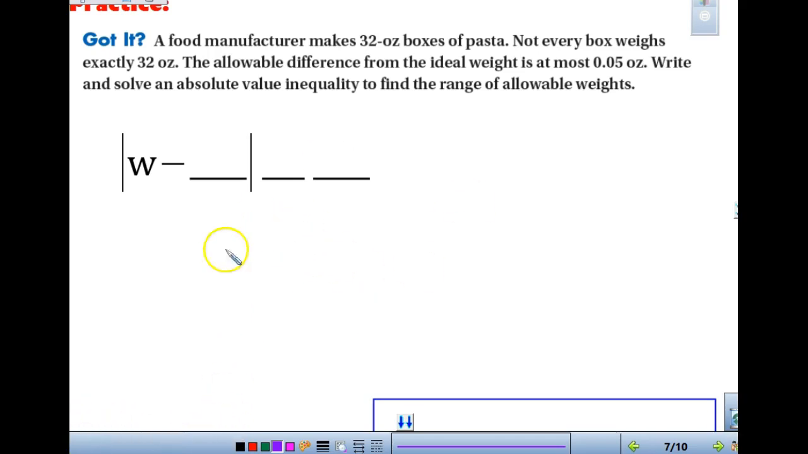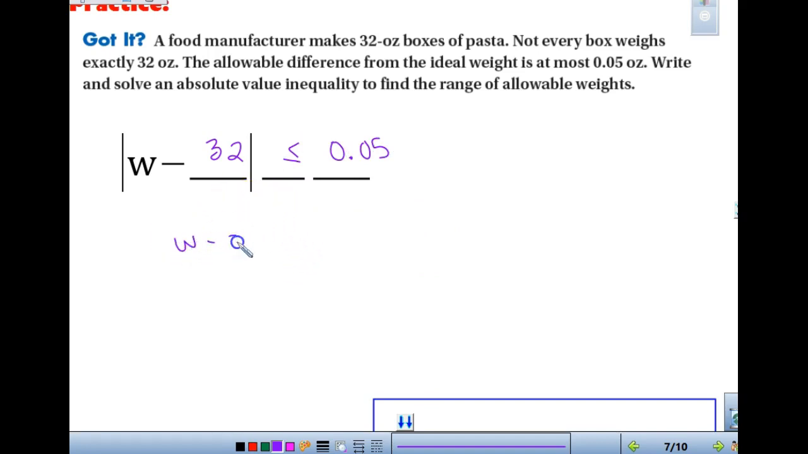What do you have, Abby? Double Abby in the pink. The number W minus 32, absolute value, is less than or equal to 0.05. Yes. Nice, right? Making sense? Okay, hopefully you checked with your shoulder partner.